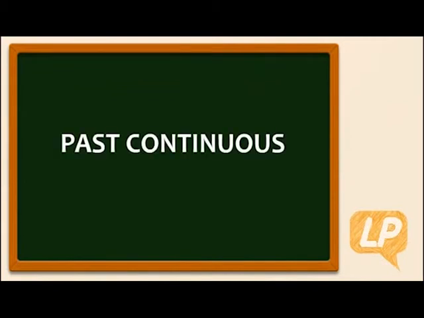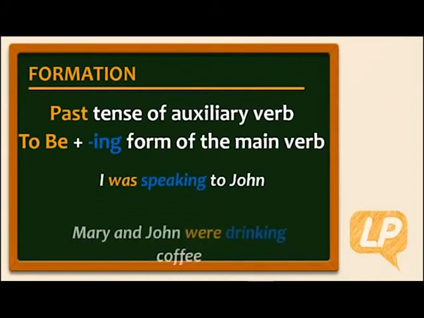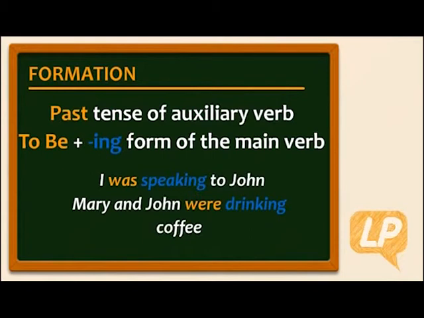Okay, now let's take a look at the past continuous. The past continuous tense is formed by combining the past tense of the auxiliary verb to be with the ing form of a main verb. Examples: I was speaking to John. Mary and John were drinking coffee.